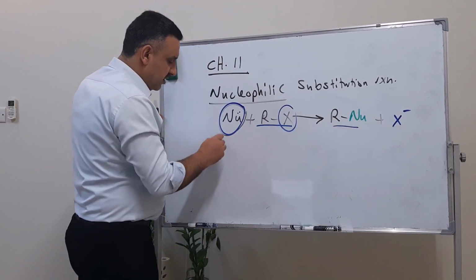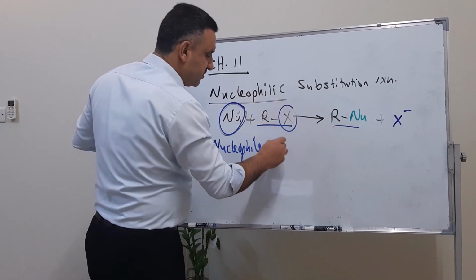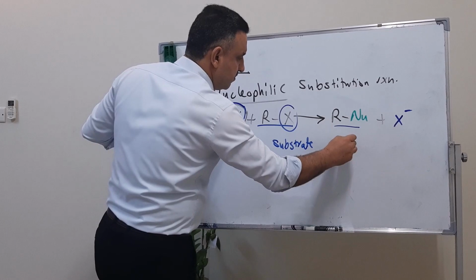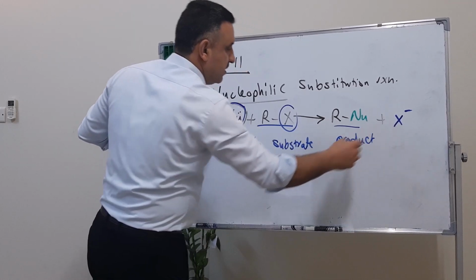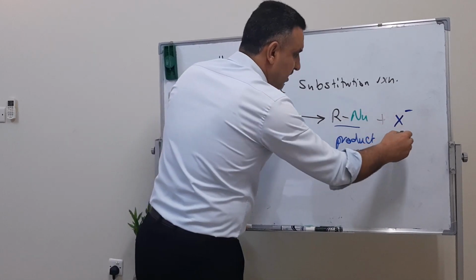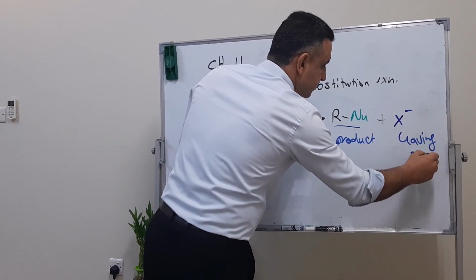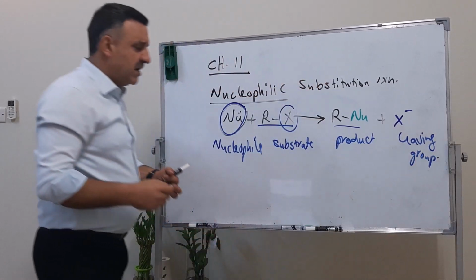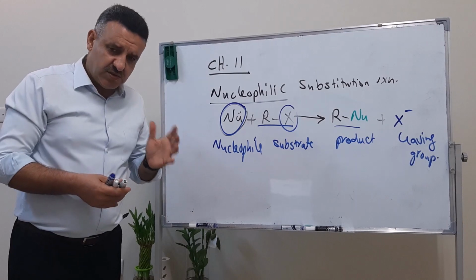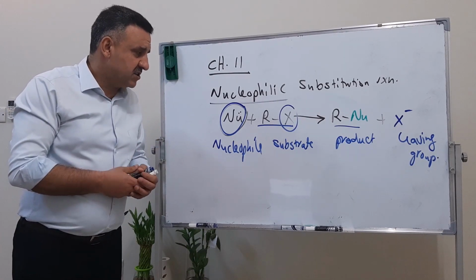This is called the nucleophile, as we have said before, and this is the substrate, this is the product, and the X here, which has left the product, we call the leaving group. So that's the general reaction which we are going to discuss, and we are going to dedicate a good amount of the time of this lecture to it.